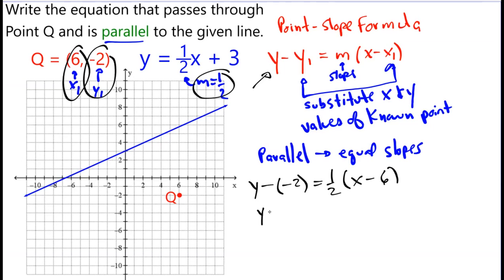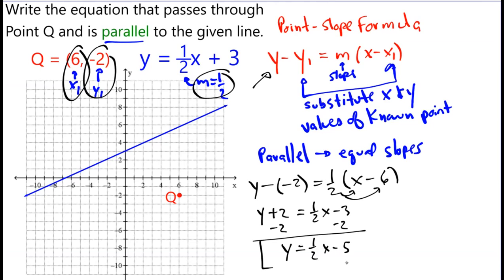And we can simplify. The double negative makes this y plus 2. And I can distribute my 1/2 through the parentheses, getting 1/2 x minus 3. And when I subtract 2 from both sides, I'm left with y equals 1/2 x minus 5. And this is the slope-intercept form of the linear equation that passes through point Q and is parallel to the linear equation given to us.